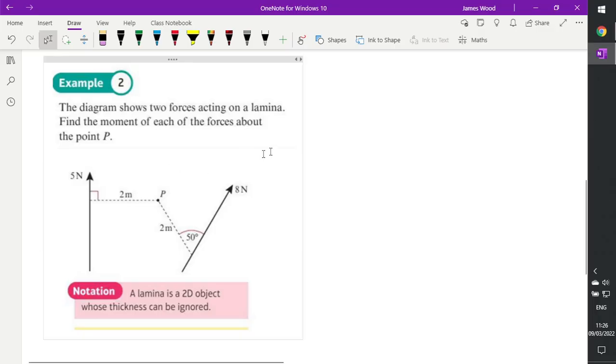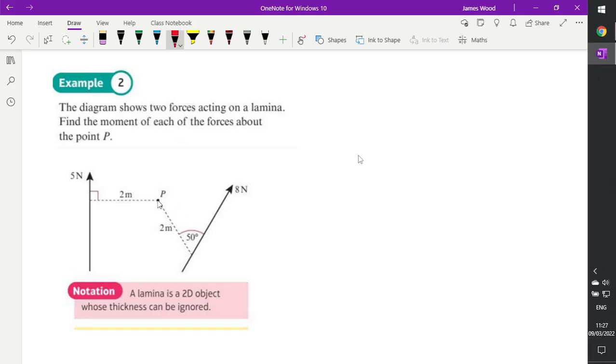Okay, so in this one it says a diagram shows two forces acting on a lamina. When we say a lamina, it says down here, a lamina is a 2D object whose thickness can be ignored. So I would imagine a piece of paper, just a flat object essentially. Find the moment of each of the forces about the point P.